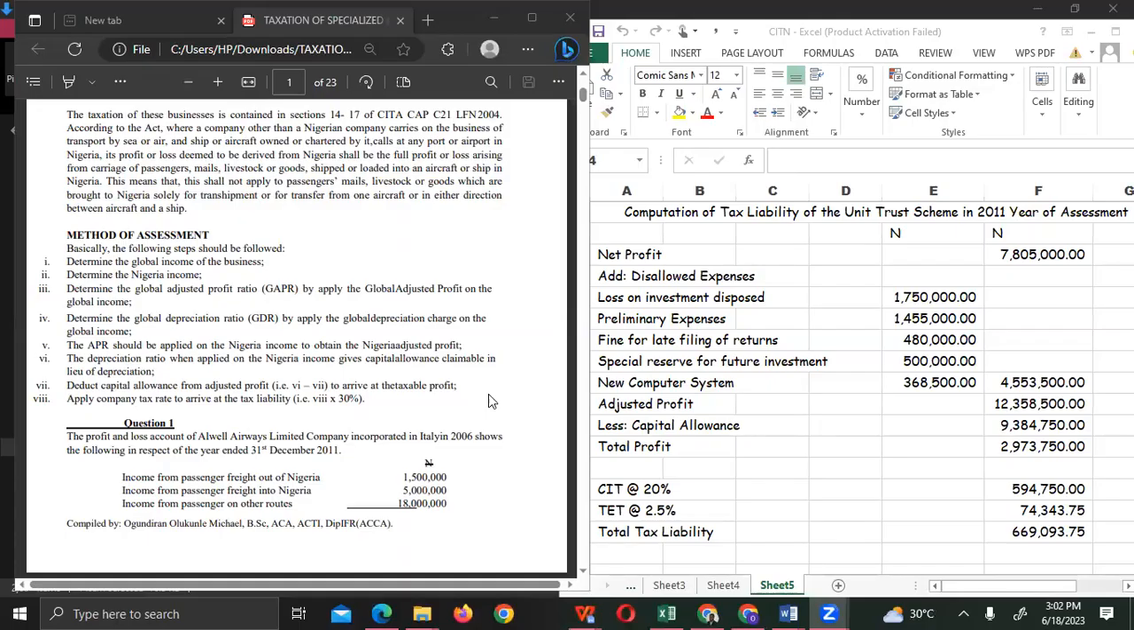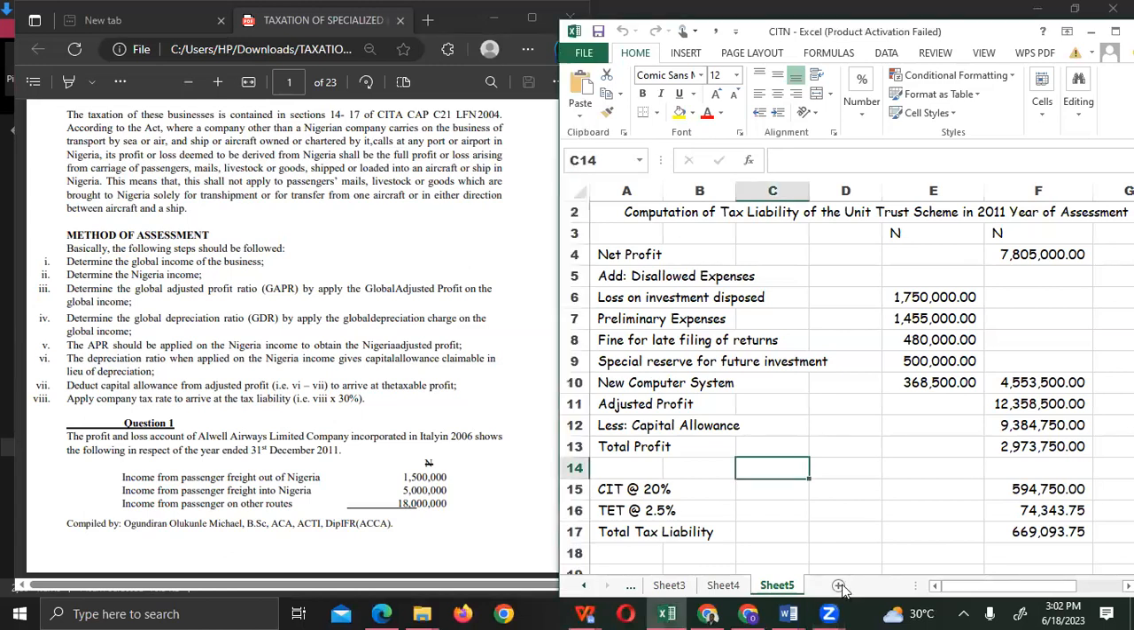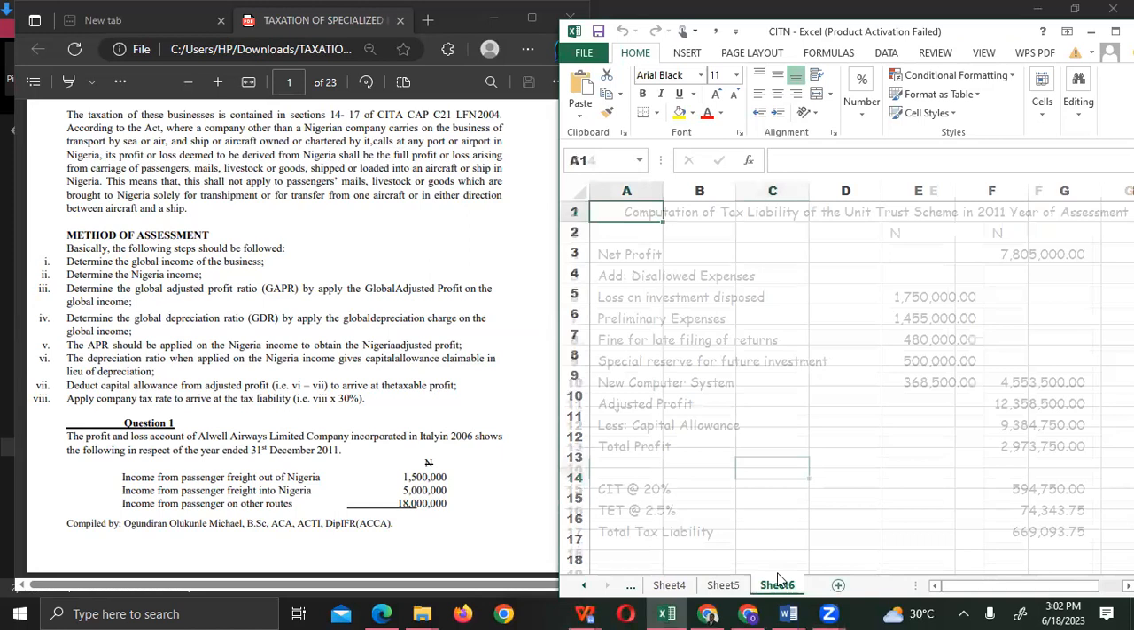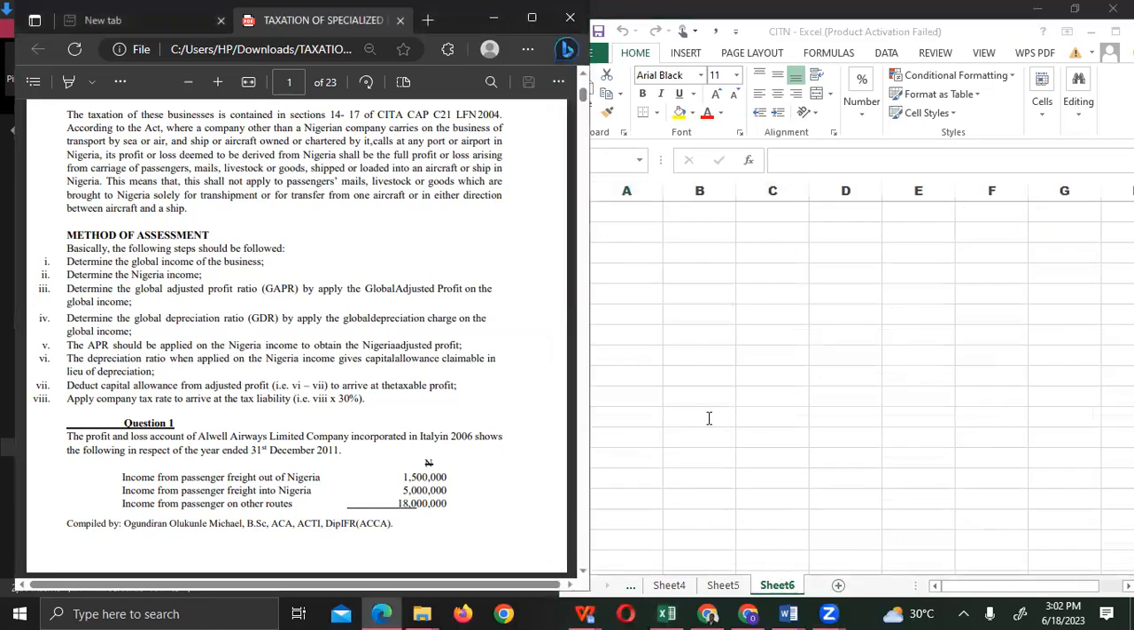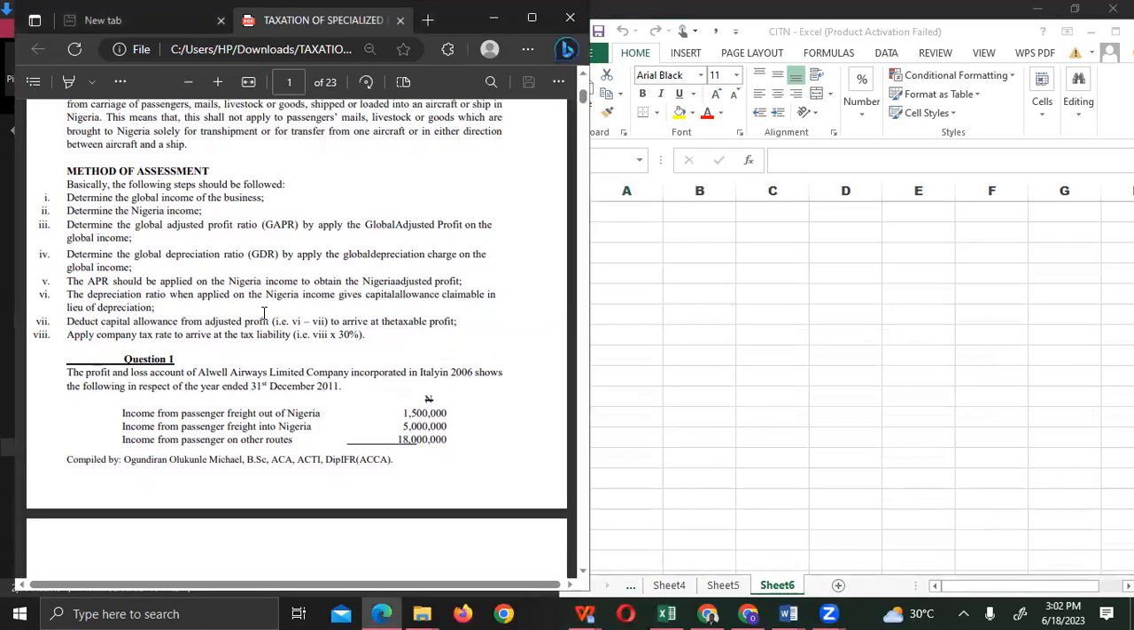Udoka. Is Udoka in the class, Mr. Udoka? Yes, it's okay, it's in the class. I was asking, what are the three classes of companies, and how do you determine each of the classes of companies that we have? I wasn't here the last time you took the class. This is my first time actually.